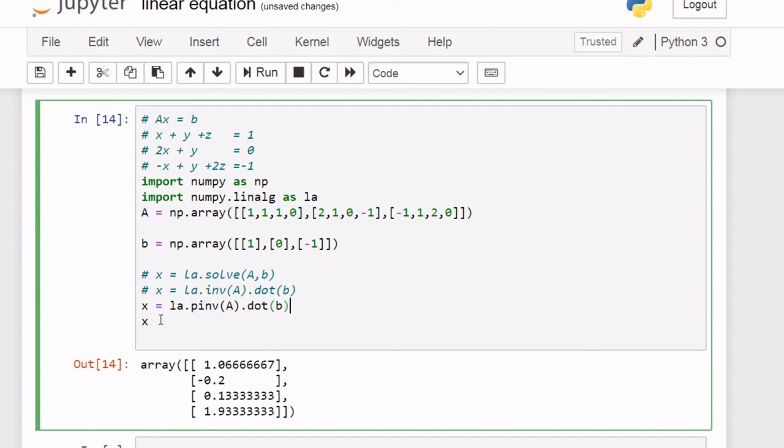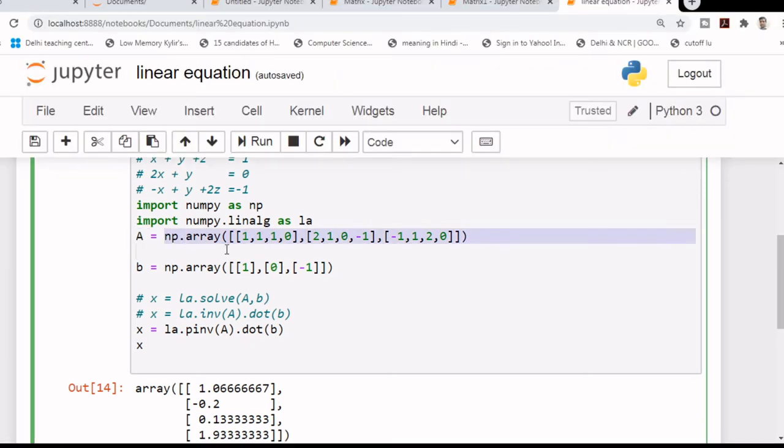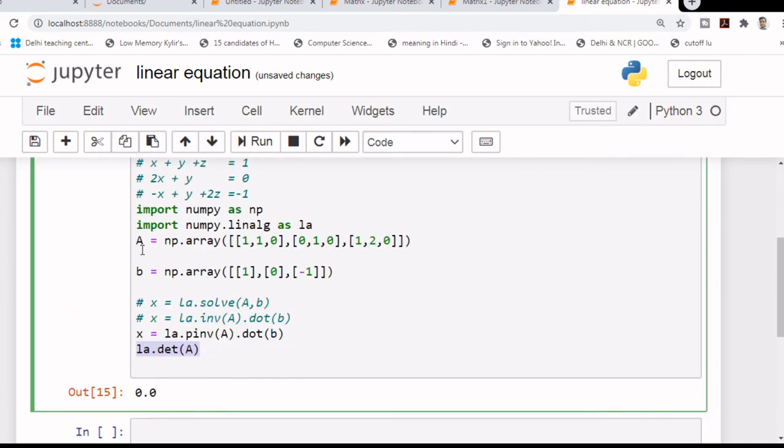Now the condition arises where our coefficient matrix A is a square matrix but the determinant of A is 0. How will we find the solution? Check, I'm going to take another example. Now I'm going to define another matrix, and we have to check whether the determinant of this matrix is 0 or not. The determinant of this matrix is 0.